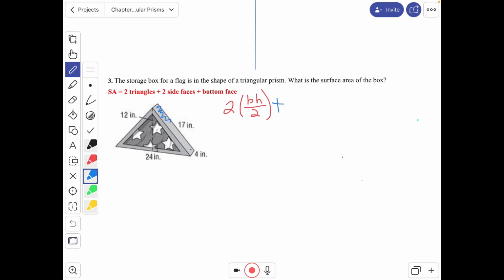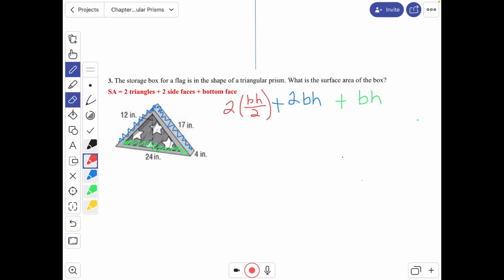plus there's a side rectangle, and the formula for rectangle is base times height. There's also a rectangle on the other side that you can't quite see, and it's going to be the same, so this would be times 2, plus there's a rectangle on the bottom that you can't really see either, but the formula for a rectangle is base times height.